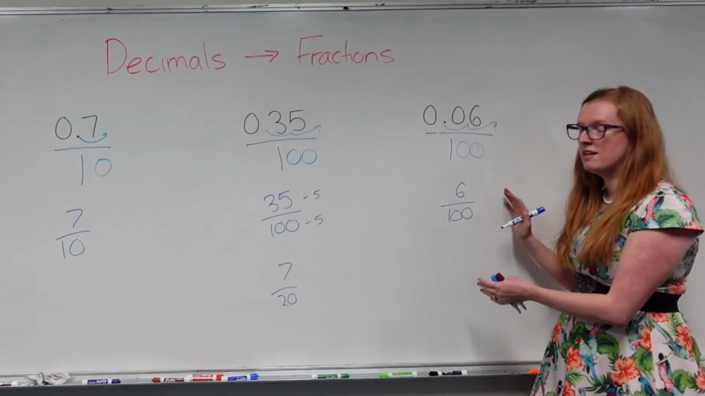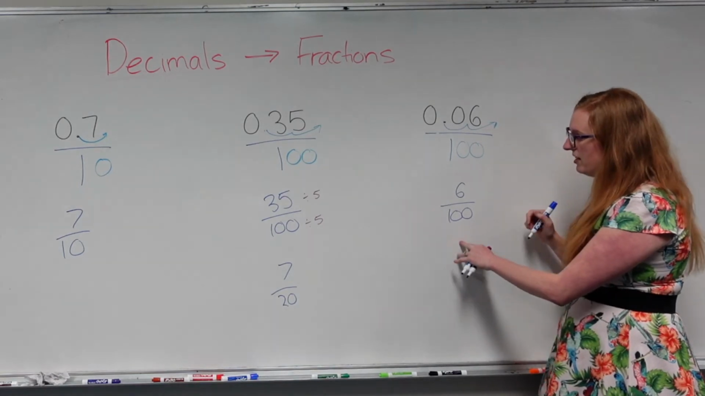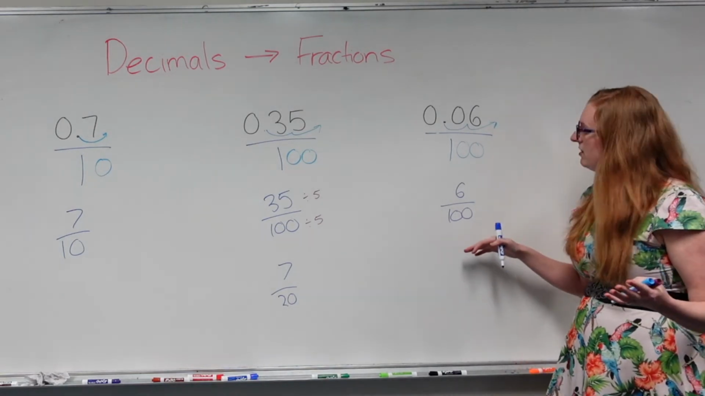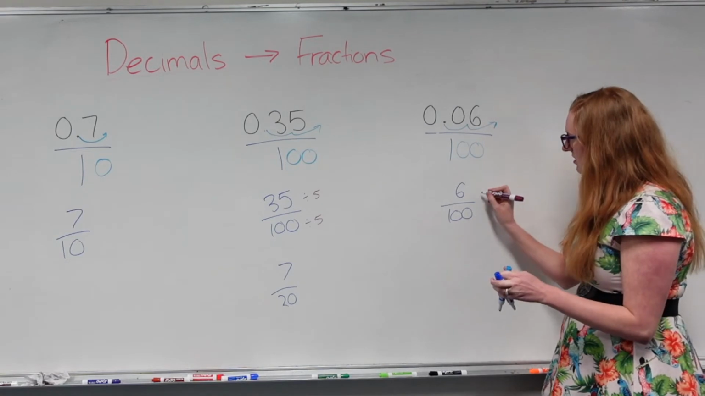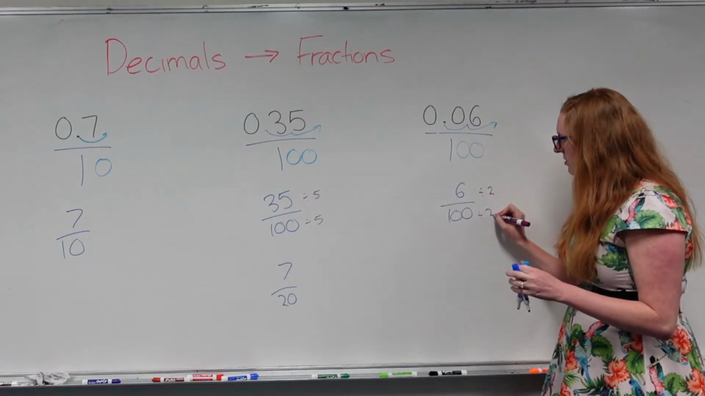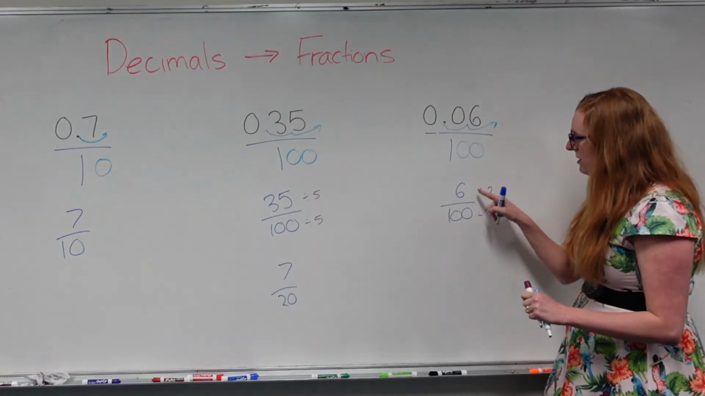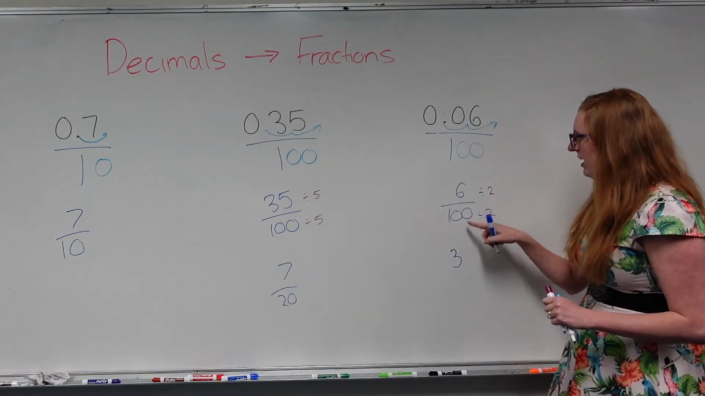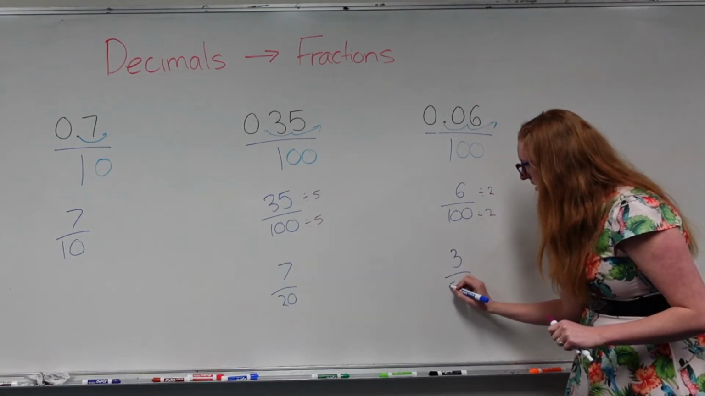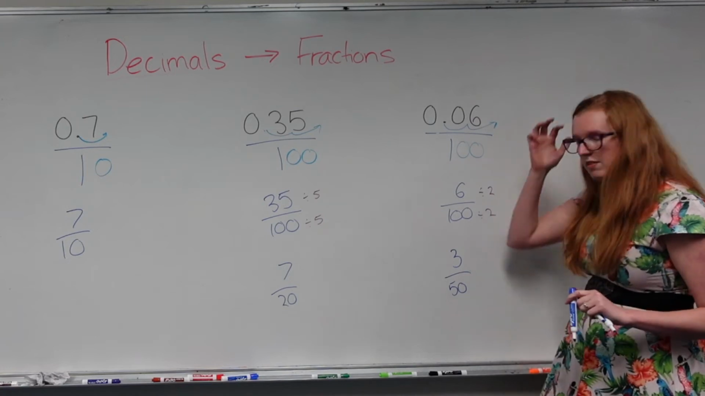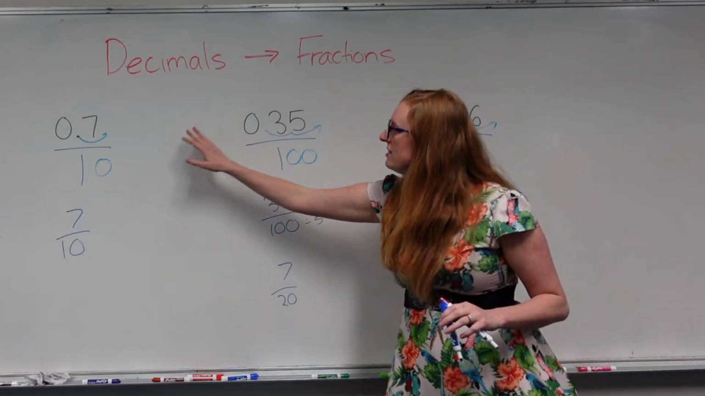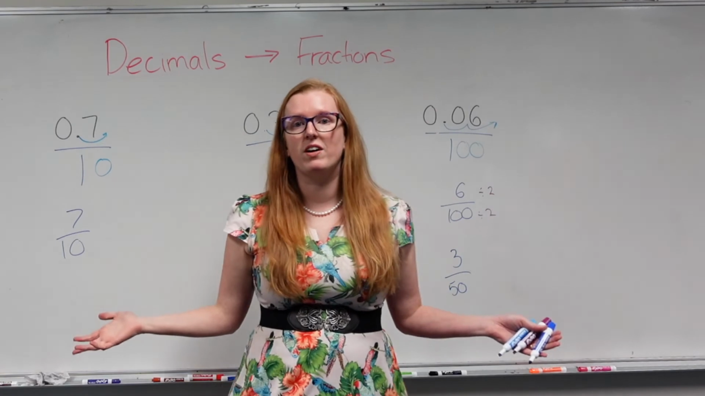I've got to figure out a number that goes into 6 and 100. 2, because they're both even. So I'm going to divide the top by 2, and I'm going to divide the bottom by 2. How many 2s go into 6? I get 3. And how many 2s go into 100? I get 50. And there we go. We have just turned these 3 decimals into fractions.